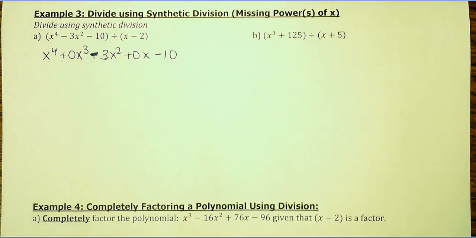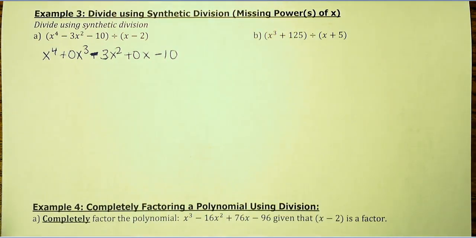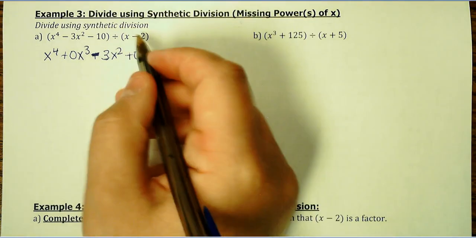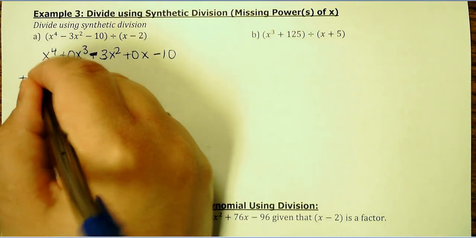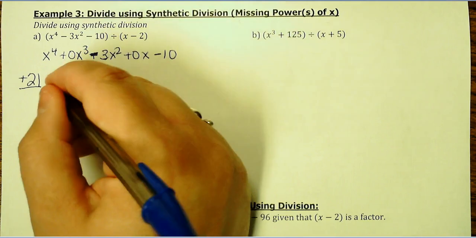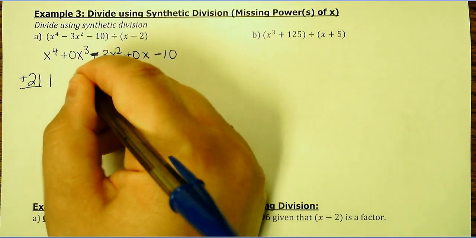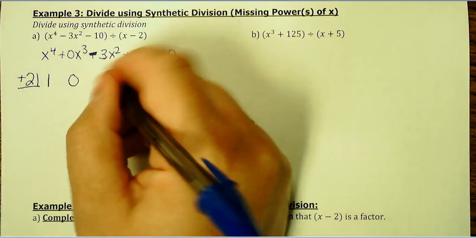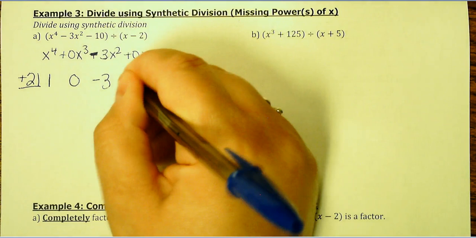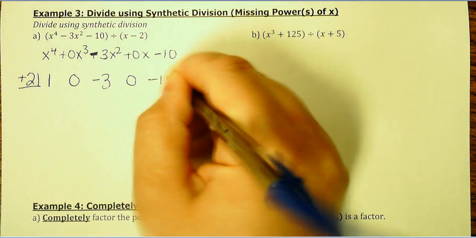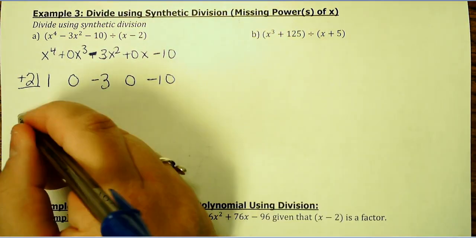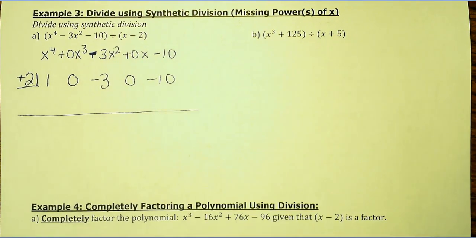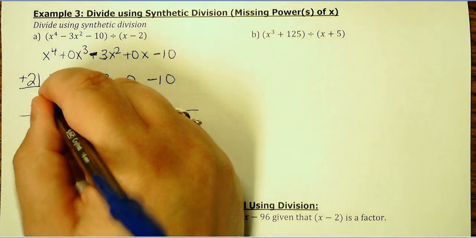So when you're doing synthetic division, it's really important. If you're missing any powers of x, which I am here, you have to replace them with zeros when you write down the coefficients. So here I'm dividing by x minus 2. So I'm going to change that to a positive 2. Now my coefficients, I have 1x to the 4th. There's no term with an x to a 3rd, so I have to write that in as a 0. Then I have negative 3x squared, no plain x, and then negative 10 as my constant. So if I'm missing any powers of x, you have to put it in as a 0 or it won't work.